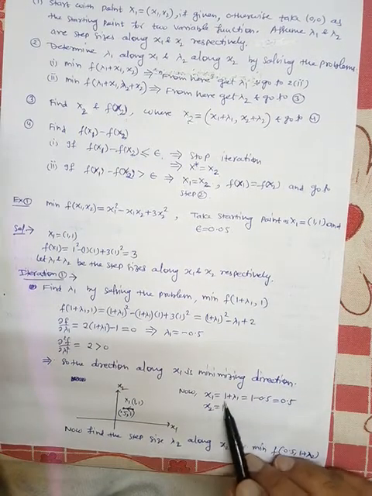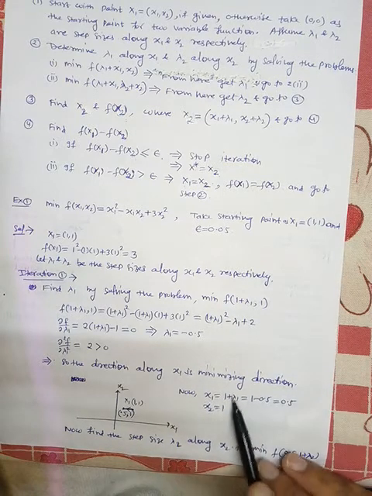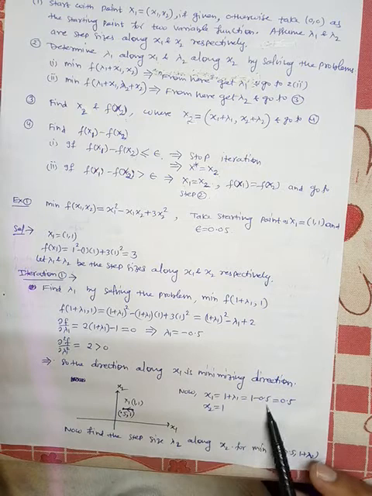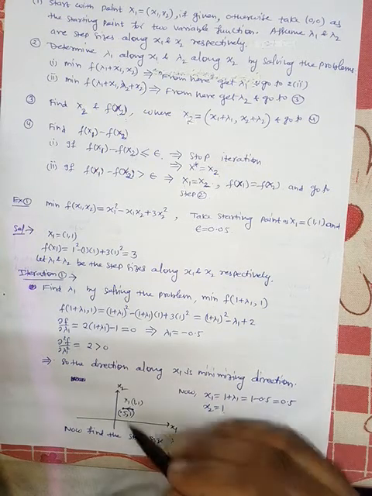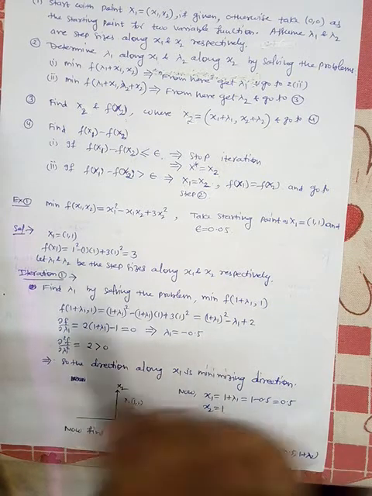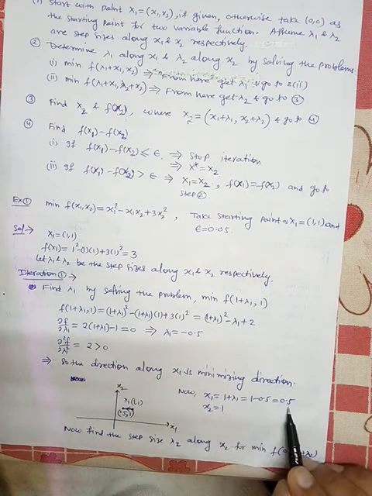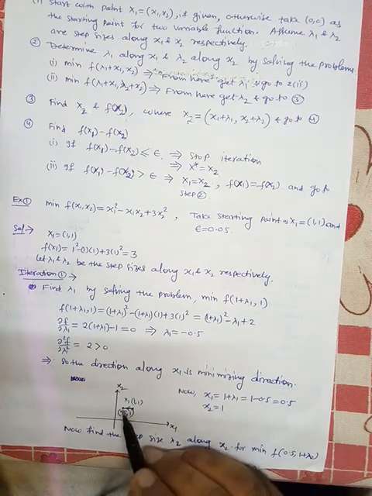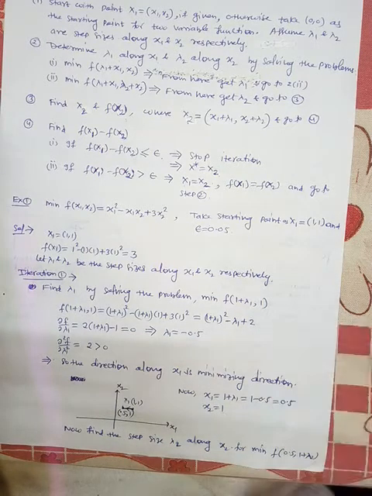New x1 will be 1 plus lambda 1, and lambda 1 is minus 0.5. So that's 0.5, and x2 is 1. If you see, we started from the point (1, 1) and after this iteration step, we reach the point x1 equal to 0.5 and x2 equal to 1. That means this point (0.5, 1). So we are moving in the negative x direction.